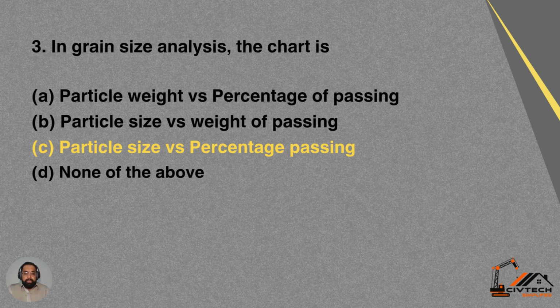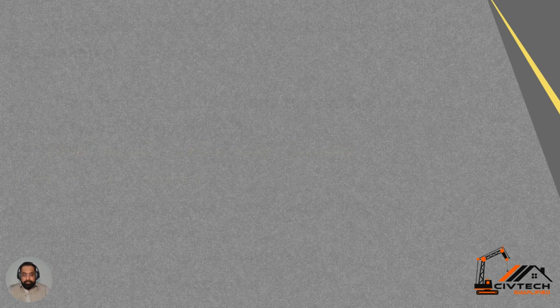Question number 3. In grain size analysis, the chart is: option A, particle weight versus percentage of passing; particle size versus weight of passing; particle size versus percentage of passing; none of the above. So C is the correct answer. The grain size analysis chart shows the particle size versus percentage of passing.